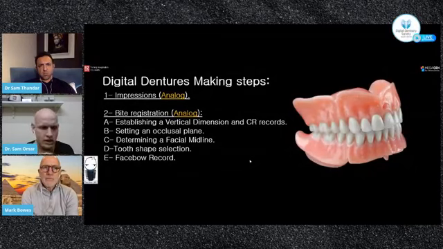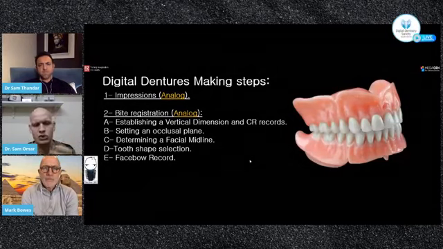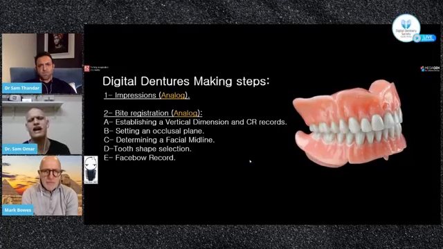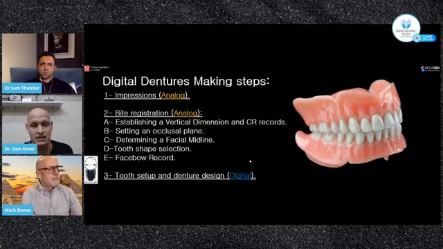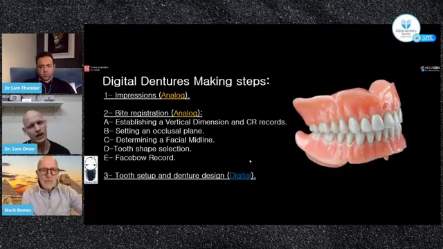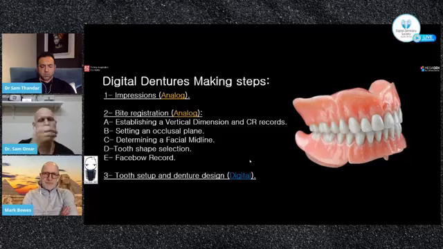We do the tooth shape selection, and we do the facial record. These are all things that are actually done analog. Most of the time, we do all this analog. And basically, the only step that we do digital is the denture design. So even though they're called digital dentures, most of the steps are actually being done analog. So we wanted to see what exactly extra we could do digital rather than analog.